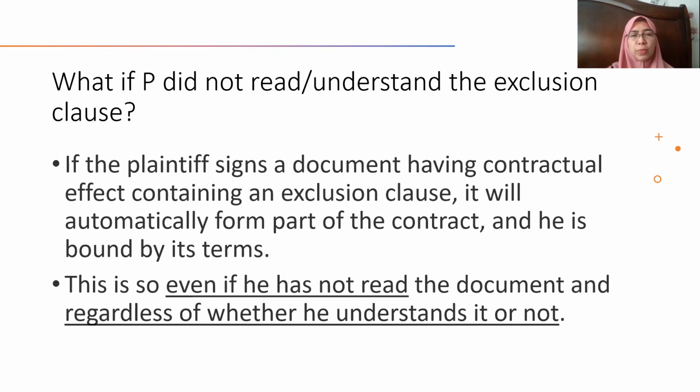If the plaintiff signs a document having contractual effect containing an exclusion clause, it will automatically form part of the contract. And the customer, the one who signed it, will be bound by its terms, even if he has not read it, or maybe he read it but didn't understand it. The court won't simply accept the argument. So ignorance of law is not an excuse. If you read and you don't understand, the court won't simply bother. You are taken to take it as a whole. You are obliged by all the terms that you have signed.